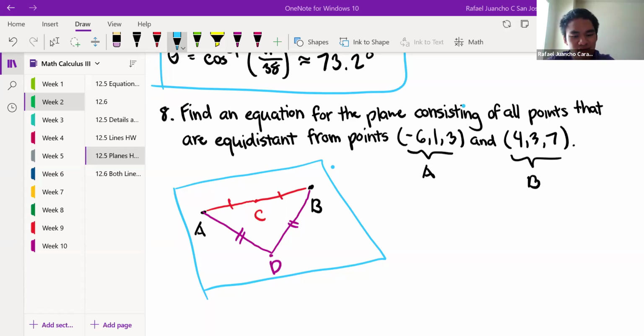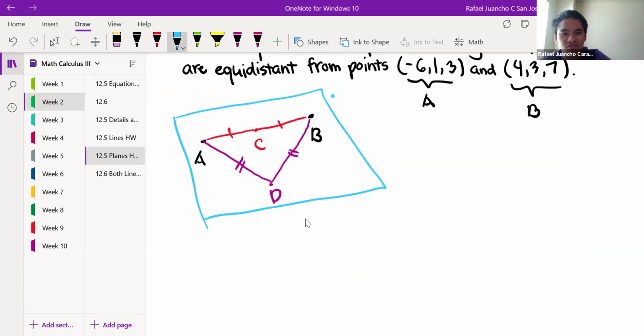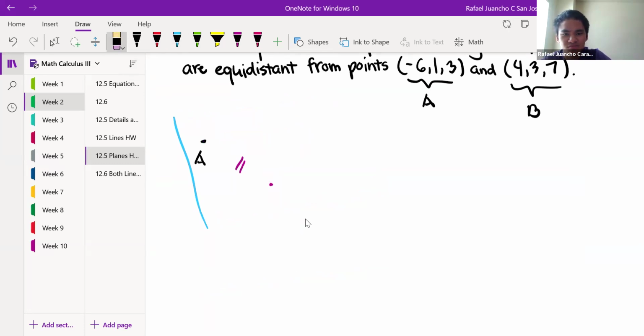It's point A and B. Are they in the plane? Oh, so that means, I see what's happening here. Okay, so let's actually look at this from this perspective. Yeah, I read the question wrong.